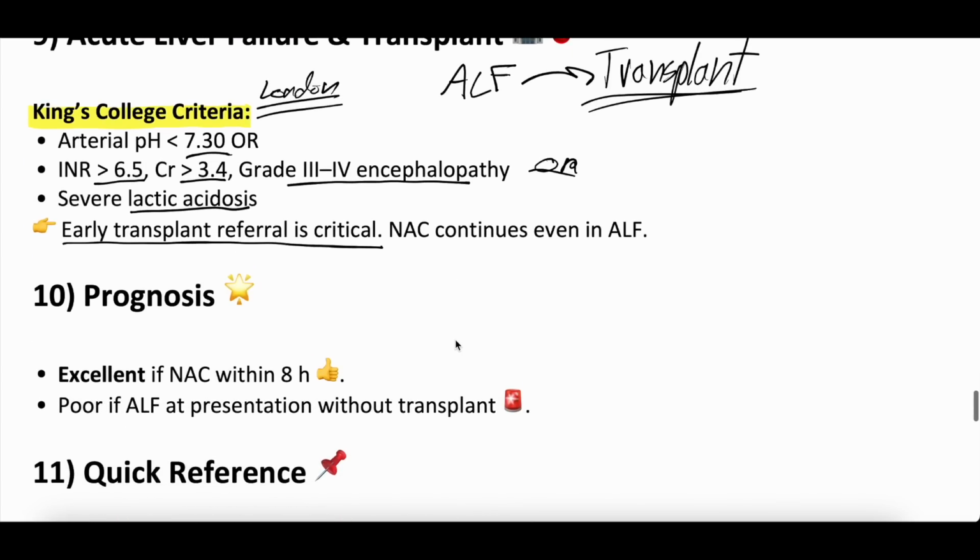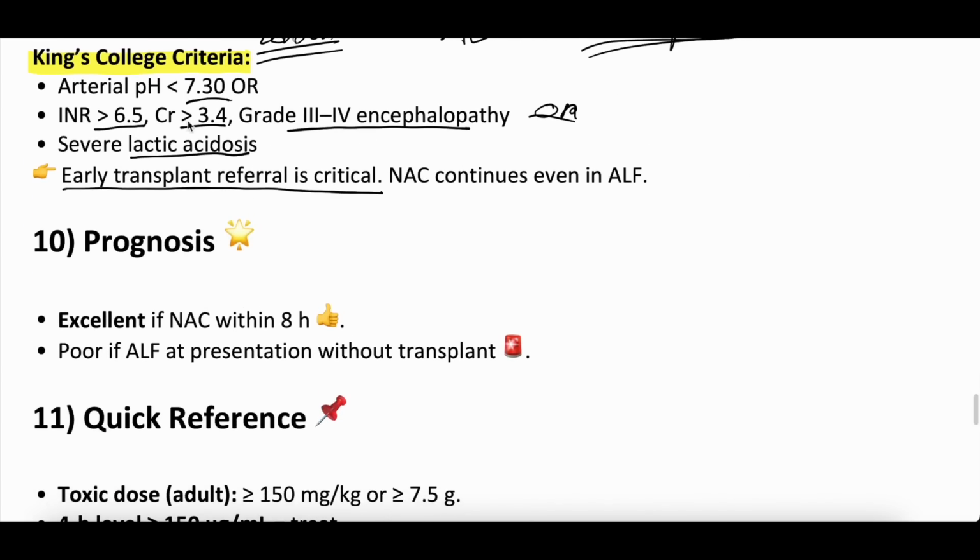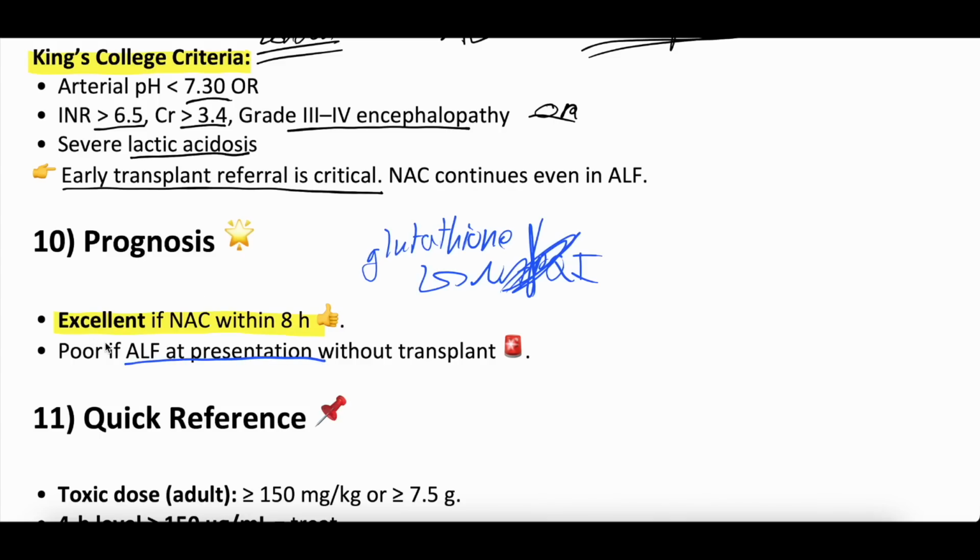All right, prognosis. Prognosis is excellent if N-acetylcysteine is started within 8 hours. Again, that N-acetylcysteine replenishes the glutathione stores. That glutathione then detoxifies the NAPQI, and then you don't have that NAPQI circulating around to cause liver injury. So NAC within 8 hours, prognosis is excellent. If the patient is in acute liver failure at presentation, the prognosis can be really poor, right? That's a patient that needs a liver transplant. Think about those King's College criteria.